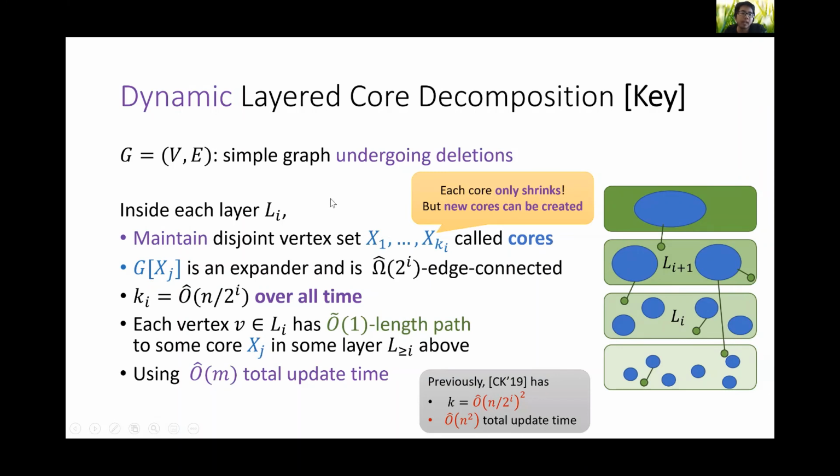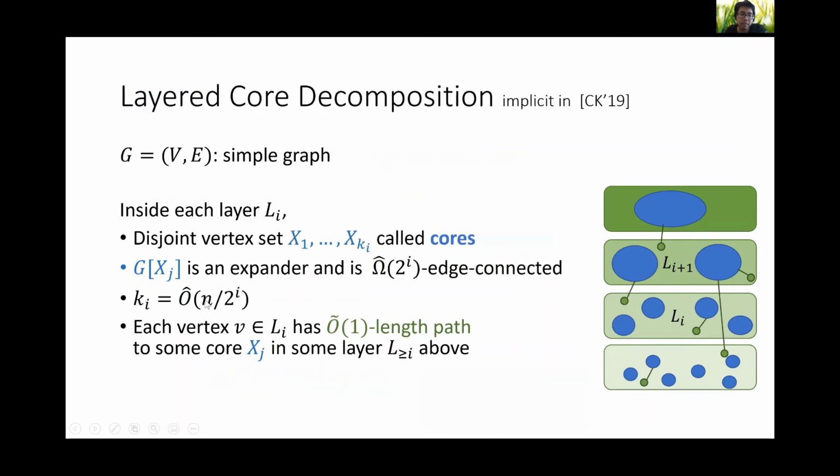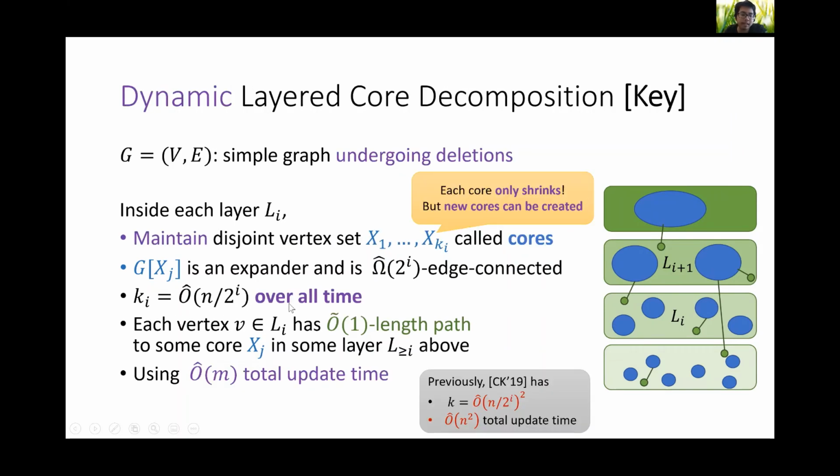And then again, we get a dynamic version of this. We can maintain each core, which only shrinks, although you can create a new core. And the point here is that in each level, the number of cores over all time is still the same as before, like in the static setting. And we can maintain all of this in almost linear time. And we improve the bound in the previous work here.